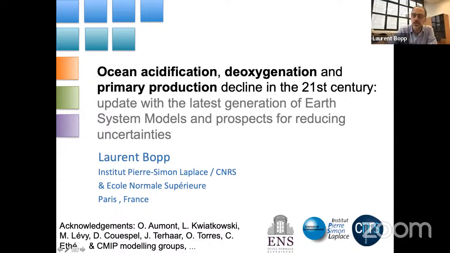So as Renaud mentioned, I will talk about the impact of climate change on marine ecosystems, but I will also mention acidification and deoxygenation. So other key characteristics of the chemical environment of the ocean that may change or that are changing under anthropogenic pressure.